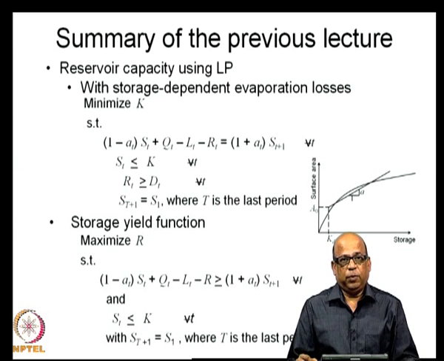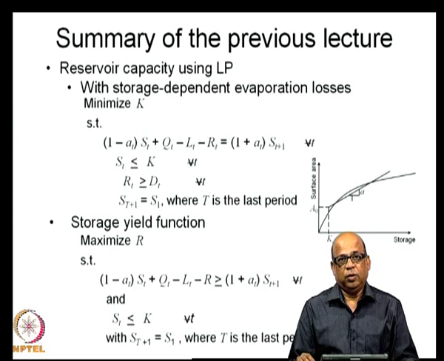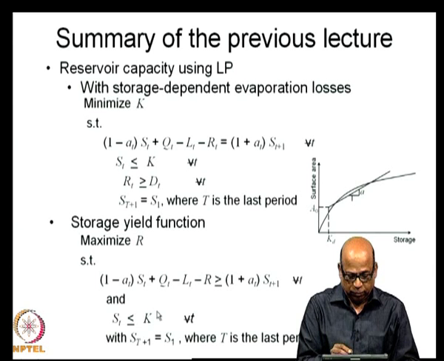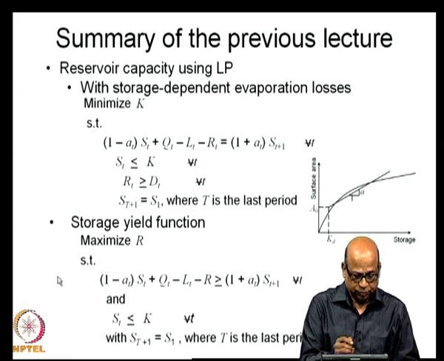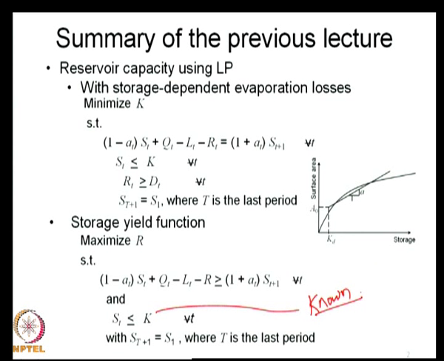In the storage yield function problem, where we are looking at the maximum constant yield or maximum constant release that can be ensured from a reservoir of known capacity, the formulation will look like this. Initially we had minimize k when we were looking at the storage capacity determination. In the yield determination, we fix k. So, this k is known or given. For a given storage, we determine a constant release.